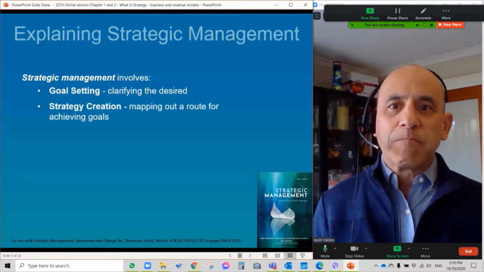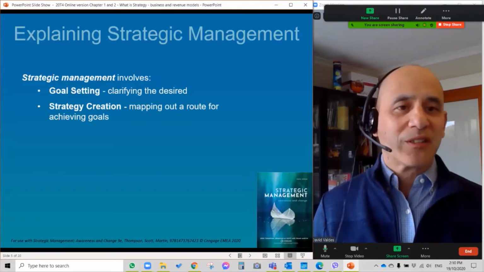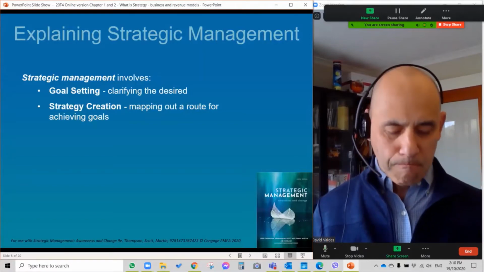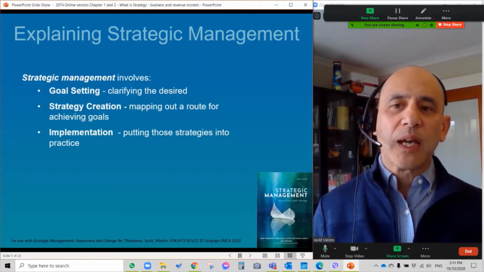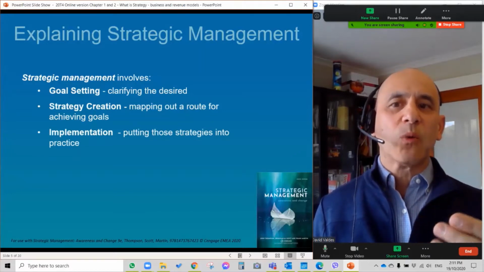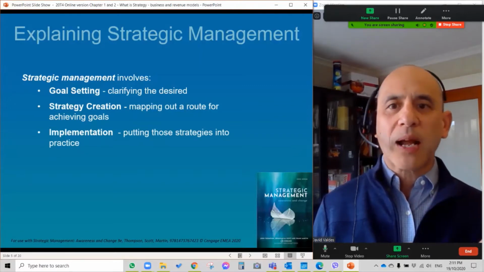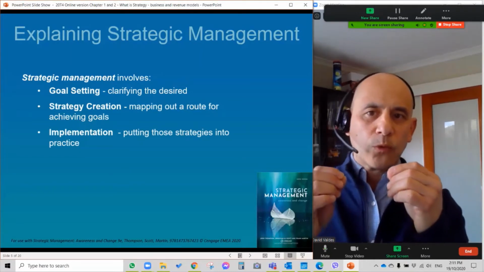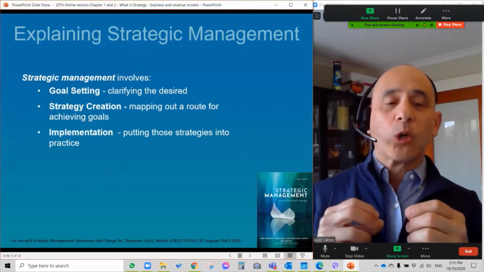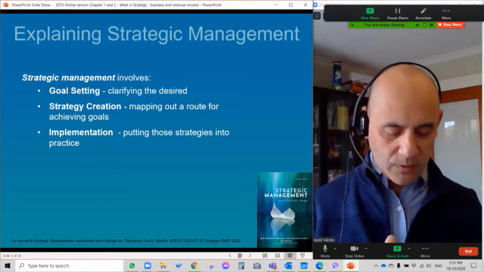Strategy creation is mapping out a route for achieving goals. So this is where the actual strategy comes in. And as I said, it doesn't really stop there. So after we identify the path, now we talk about implementation. How do we put these strategies into practice? What are the little details that we need to outline in order for us to actually implement the strategy and achieve the goal?